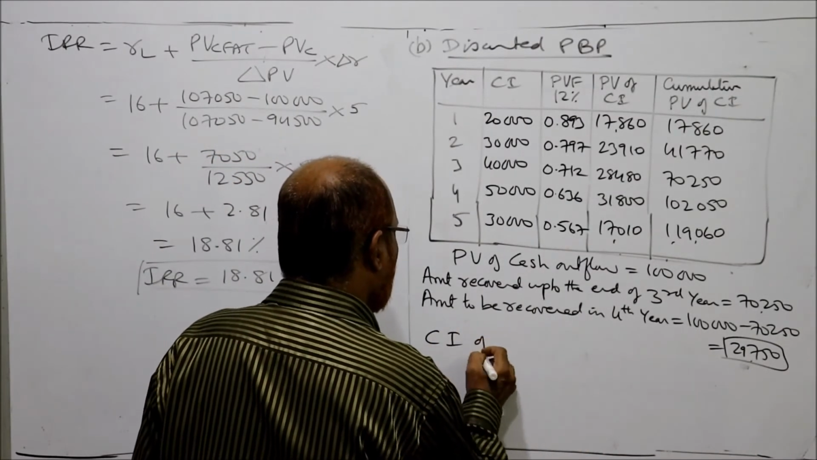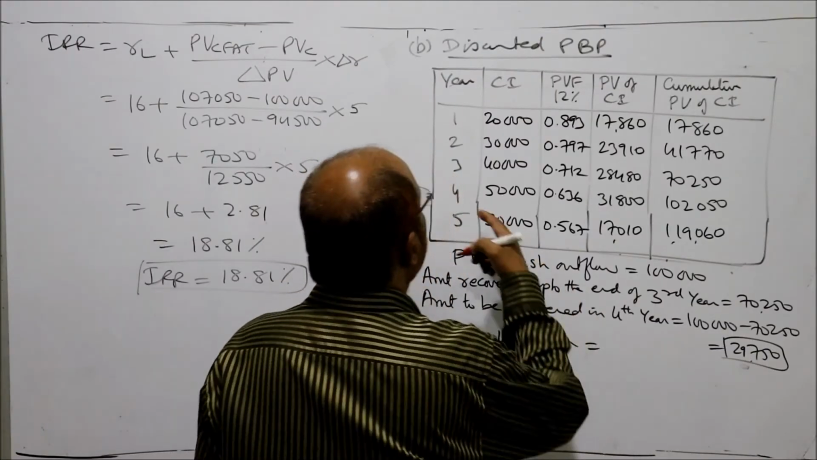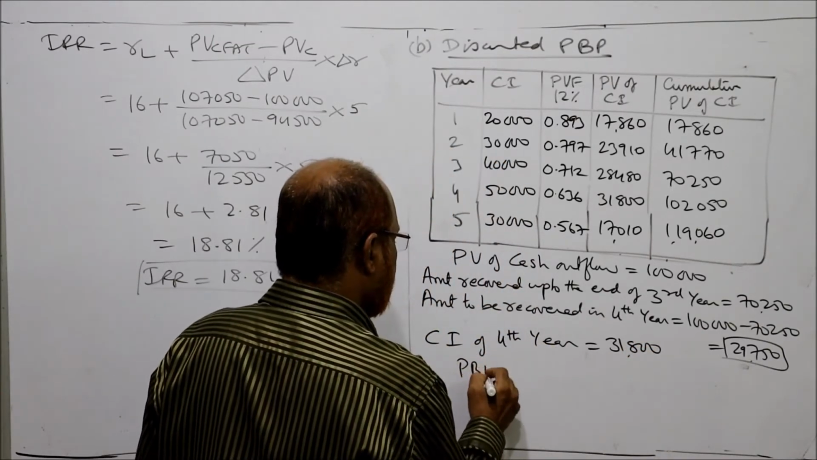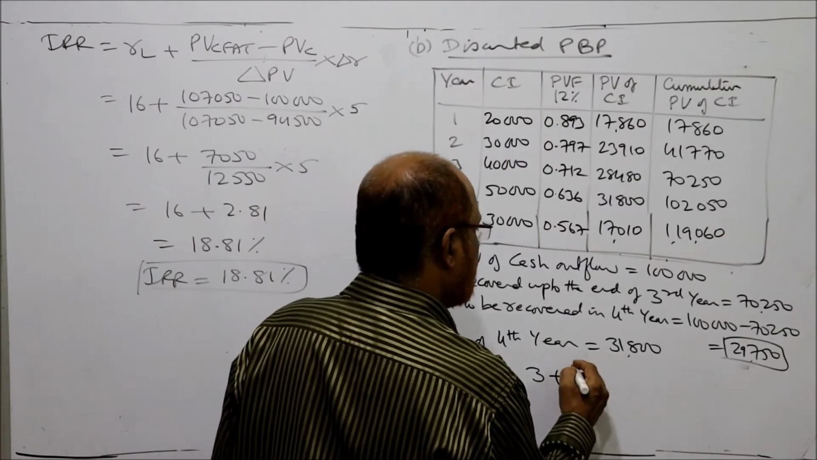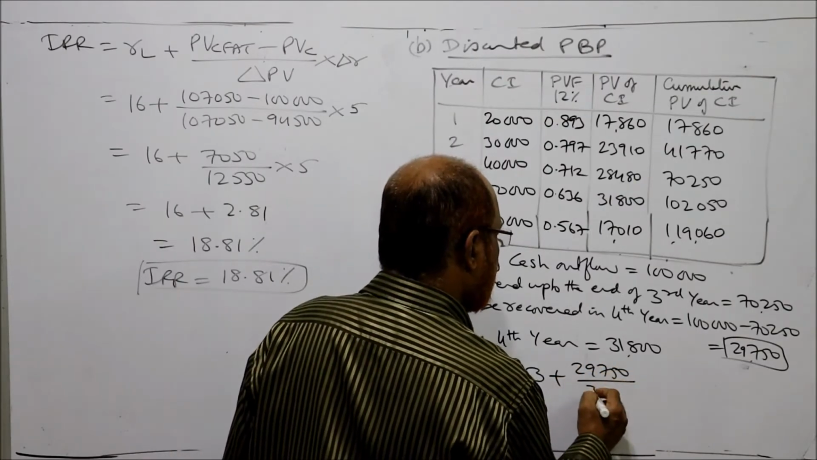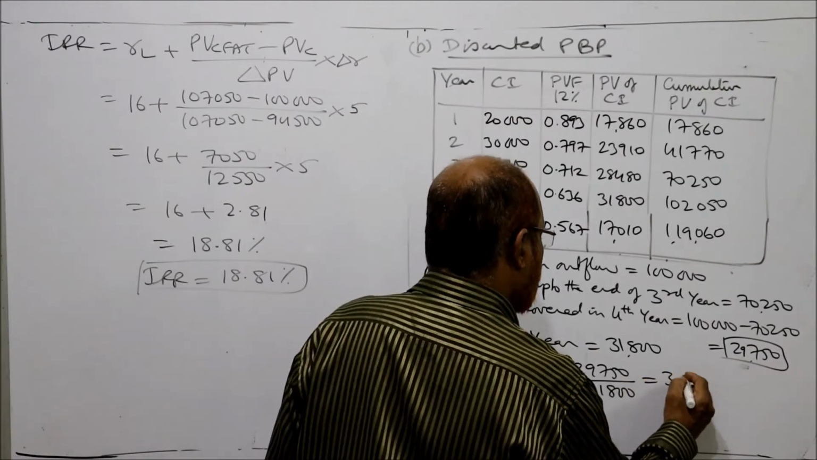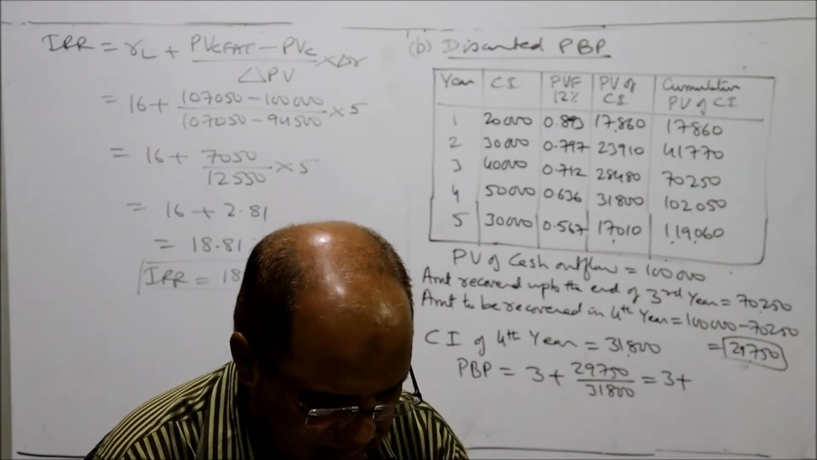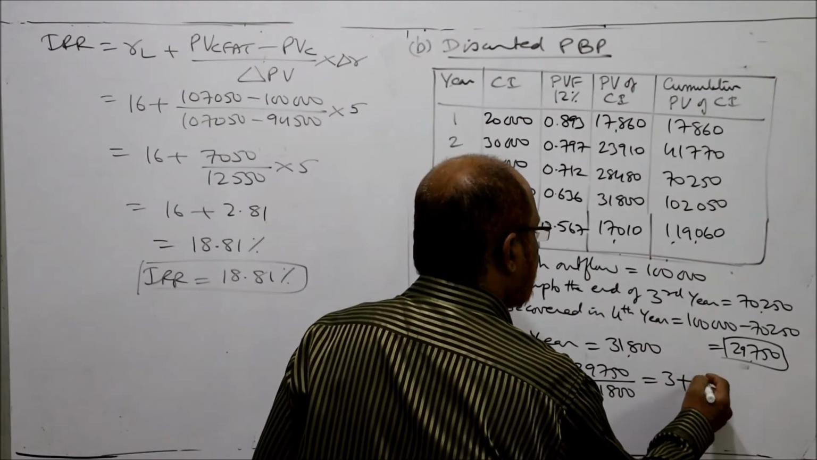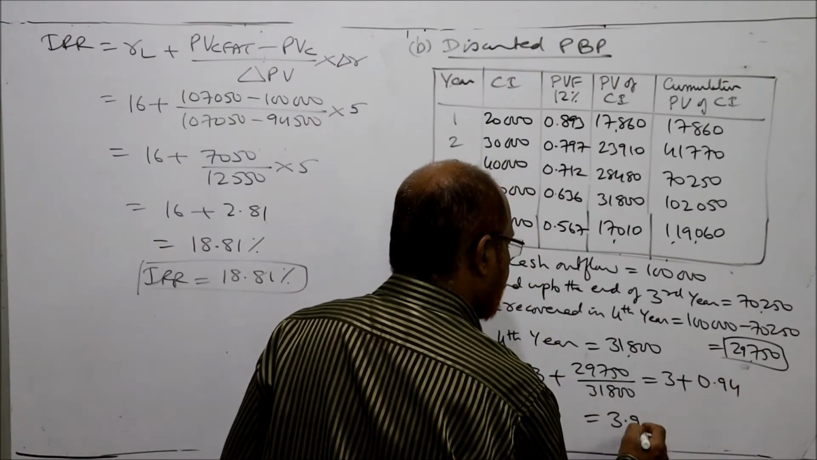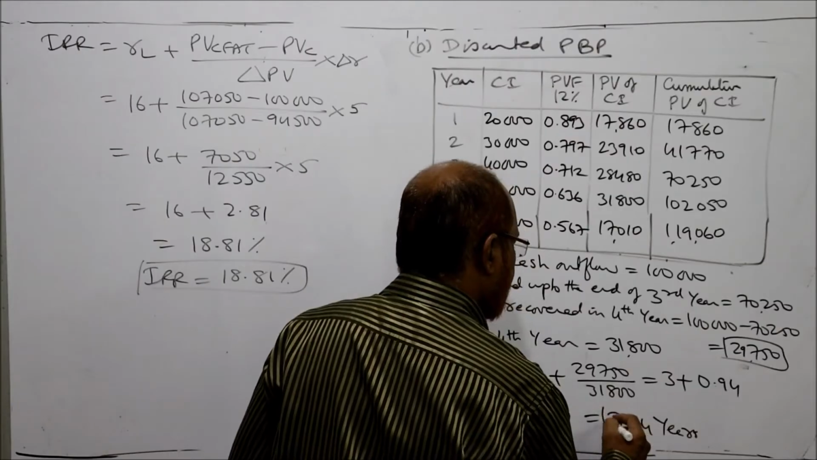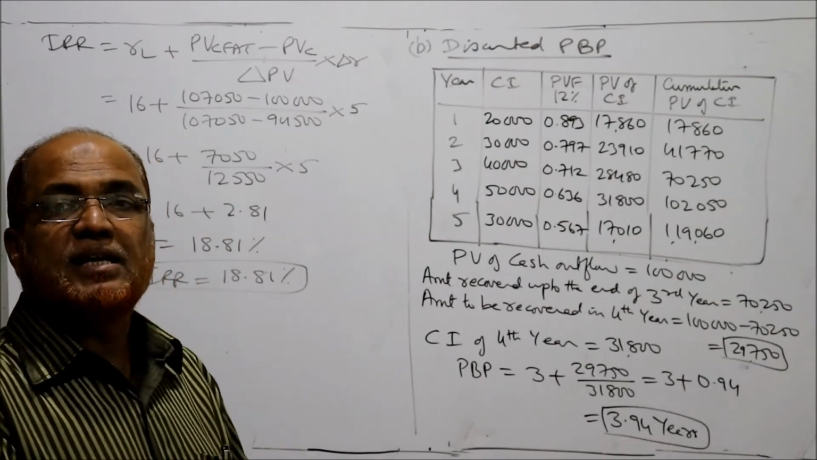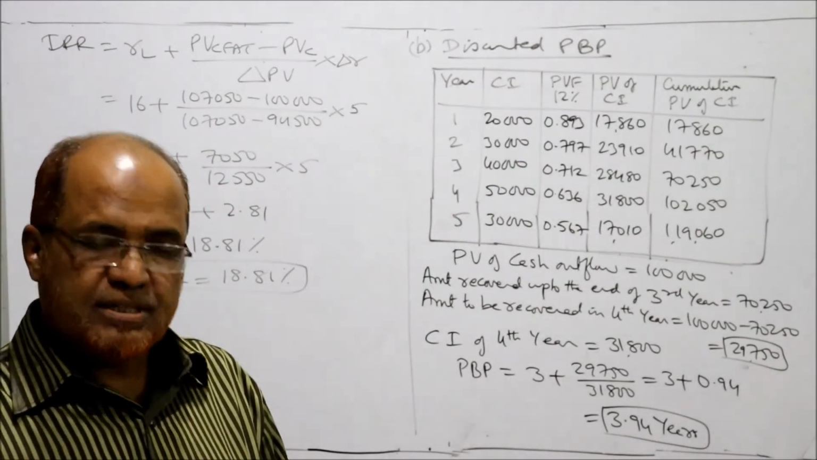Now the cash inflow of the fourth year is 31,800. So PBP is equal to 3 years plus 29,750 divided by 31,800, which is 0.94. So 3.94 is the discounted PBP. This is the discounted PBP.